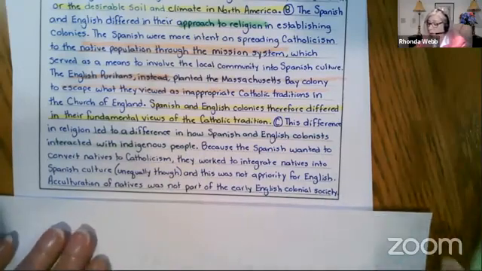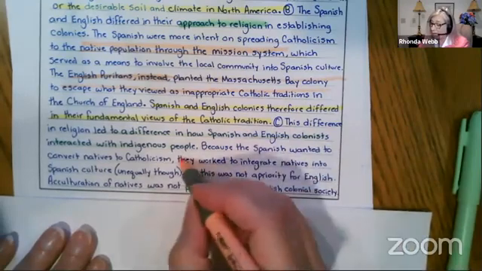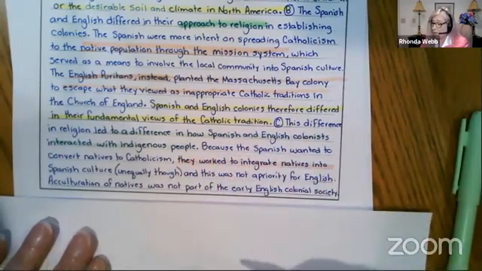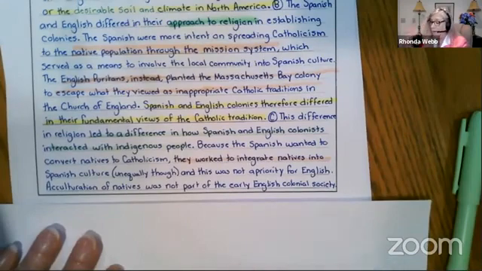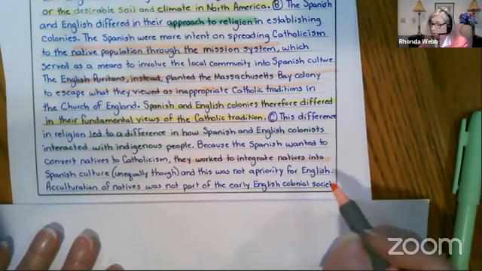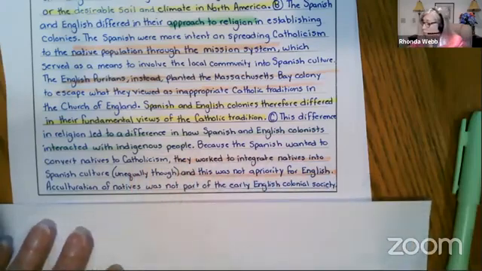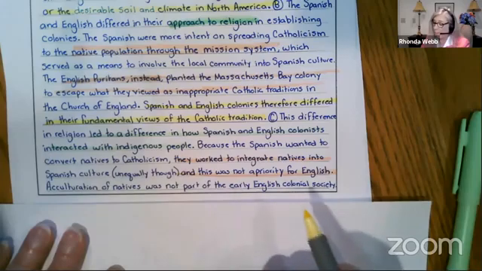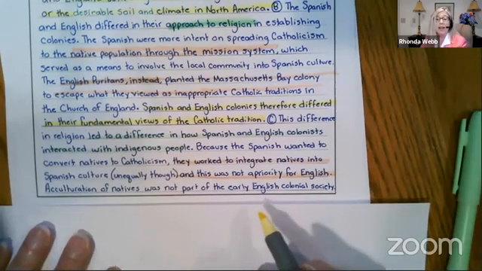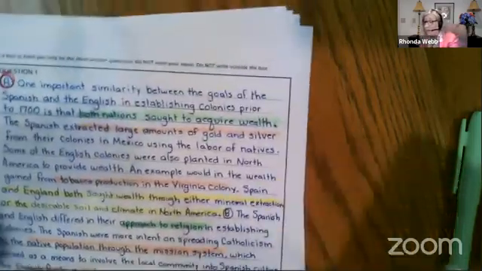Because the Spanish wanted to convert to Catholicism, they worked to integrate the natives into Spanish culture unequally, though, right? So they don't get equality, but they're bringing them in through that encomienda into the mission system. And this was not a priority for the English. So I was running out of space here, but I've tied it together. Acculturation of the natives was not part of the early English colonial society. All right, so I've answered those questions and we've got those comparisons.